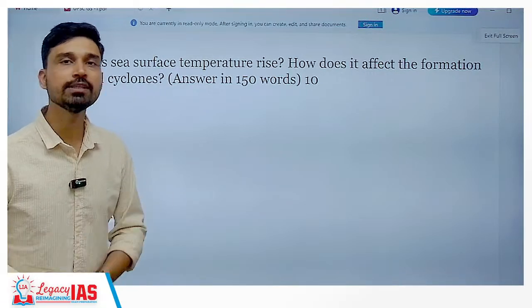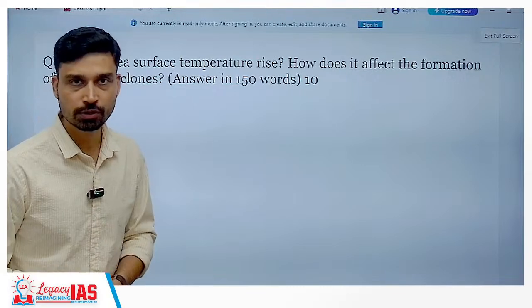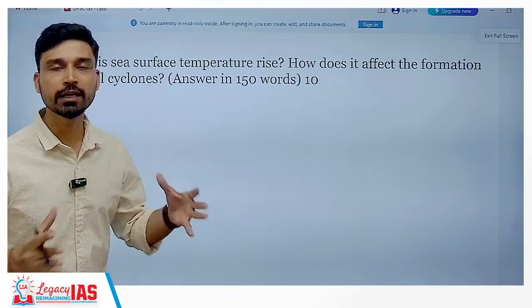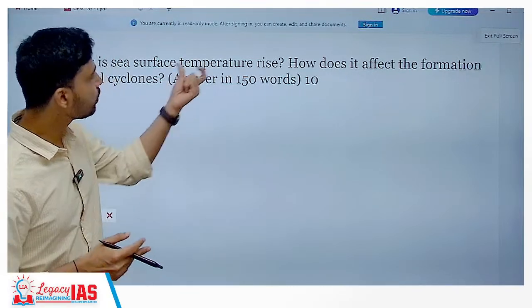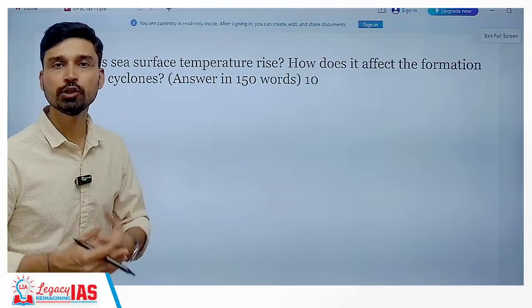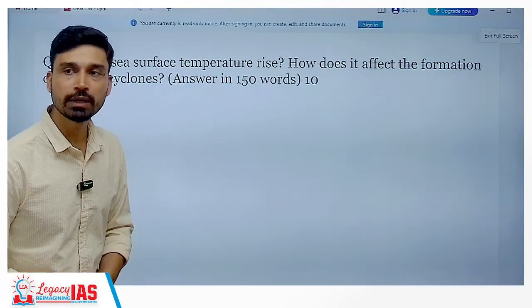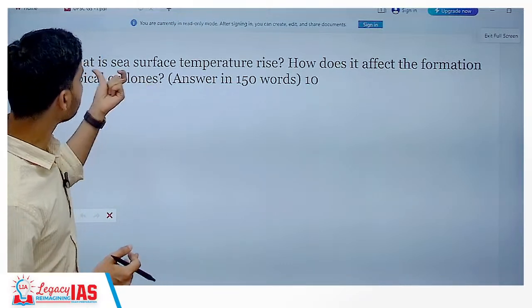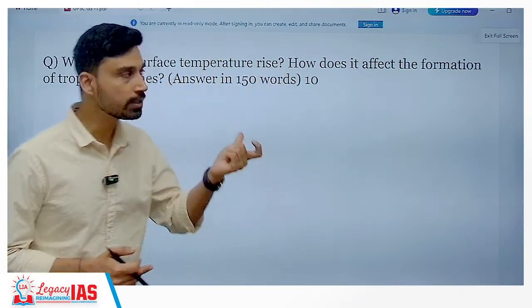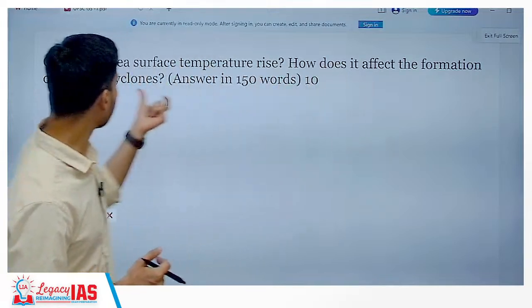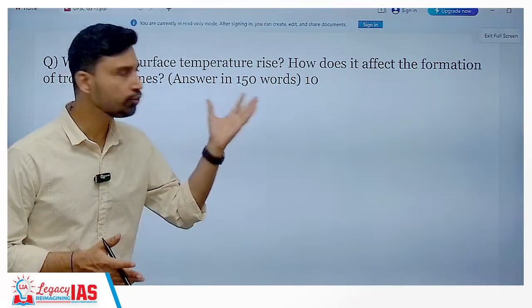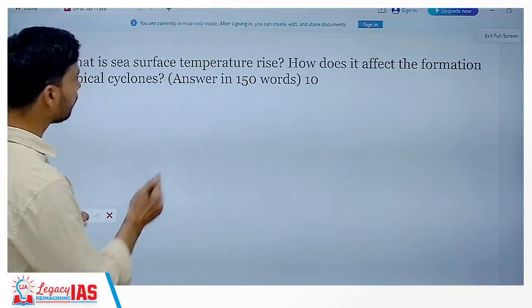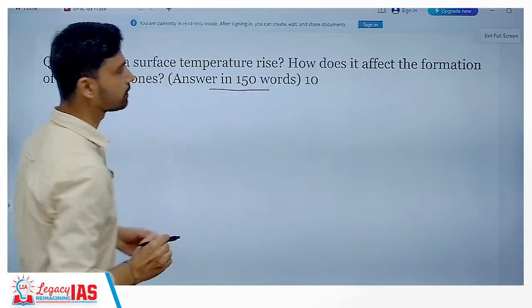Now we know that in recent times there has been a lot of focus on climate change and related patterns and parameters, and that is why such questions are being asked in the UPSC examination, both in the prelims as well as mains. So the question is very simple and straightforward. What is sea surface temperature rise and how does it affect the formation of tropical cyclones? Now the question is of 10 marks, so you have to write within 150 words.